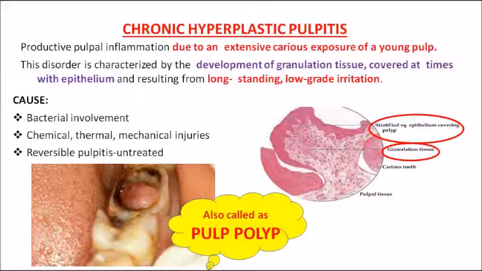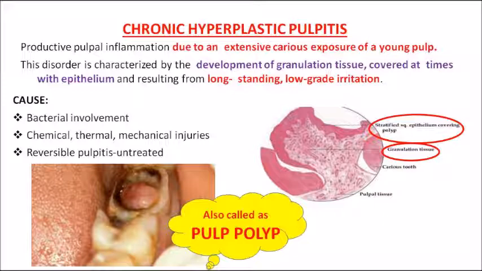This disorder is characterized by the development of granulation tissue, covered at times with epithelium, resulting from long standing low grade irritation. That is due to long standing low grade irritation, which means it is of the chronic stage. So it develops granulation tissue covered with epithelium due to long standing low grade irritation. Understanding those wordings is very, very important. It happens due to caries.